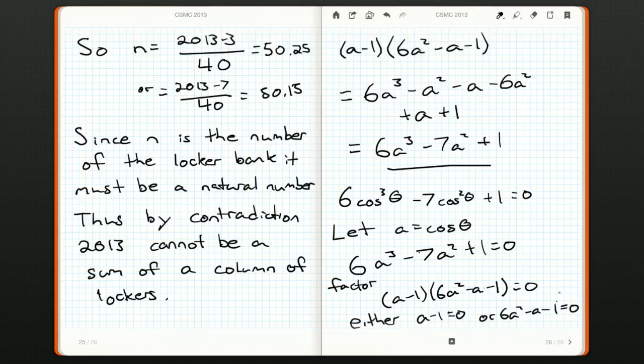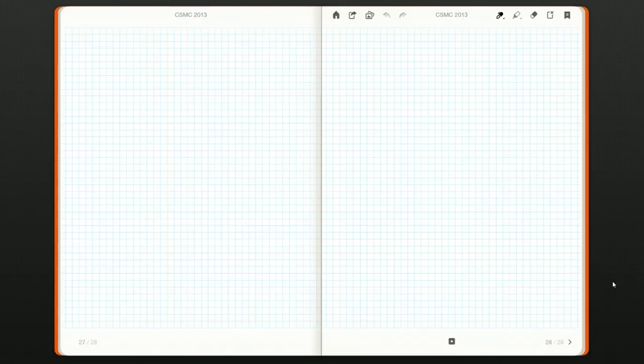Now this first one we can easily rearrange and say a equals 1. And then knowing what a is, we can solve for what theta is, and that's what we're asked for. And for the second one, we can use the quadratic formula to figure out roots and solve for what a's give that equal to 0. And then at that point, once we have a value for a, we can bring out our calculator and use the arccos function and solve for theta.